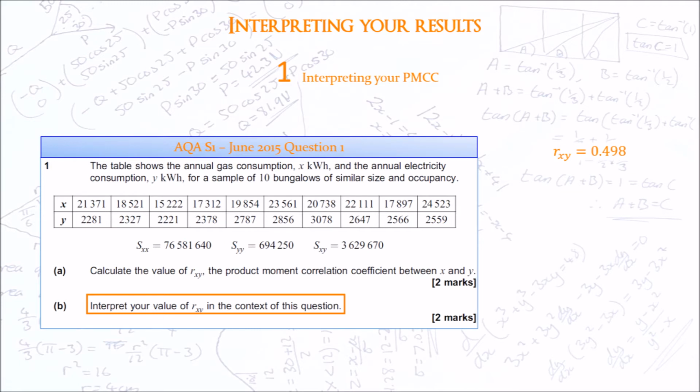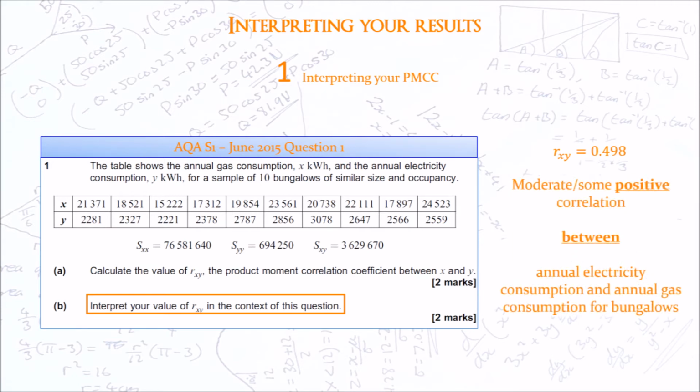Earlier on we would have worked out r, and we would have got 0.498 here. So we'd say it's a moderate positive correlation. We need to mention positive correlation and we need some mention of the strength, in this case probably moderate. Then we bring the context in. So it's a positive correlation between, and this is where we write it down, annual electricity consumption and the annual gas consumption for bungalows.